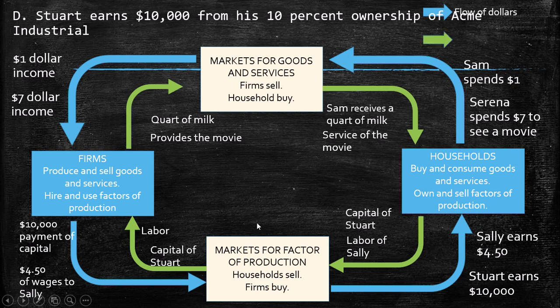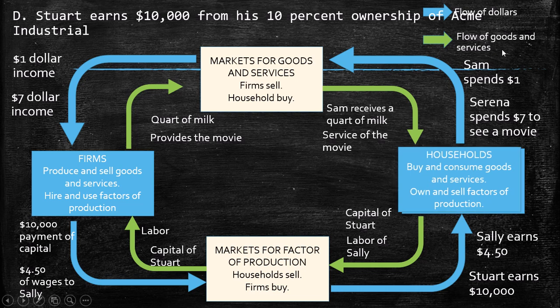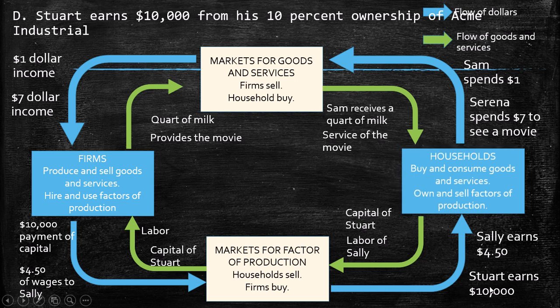Okay, and as I said before, this blue arrow means the flow of dollars, and the green arrow means the flow of goods and services. And in this case, because of the ownership of Acme Industrial, Stuart receives this income. So this is basically the point.